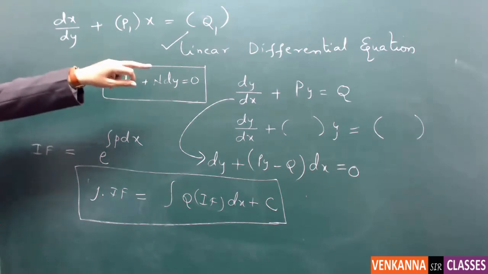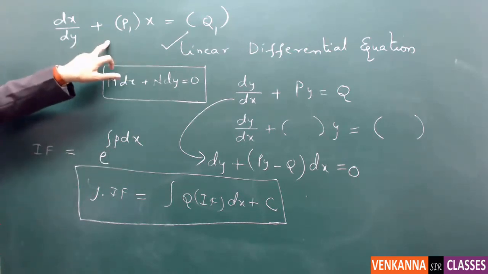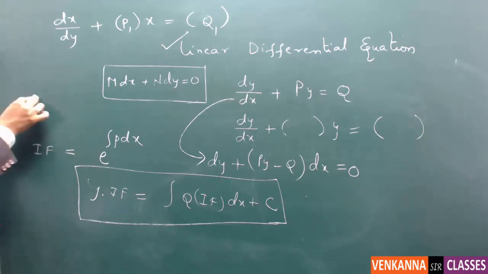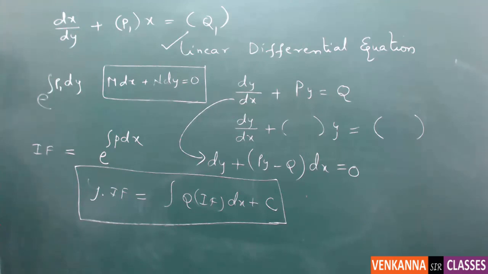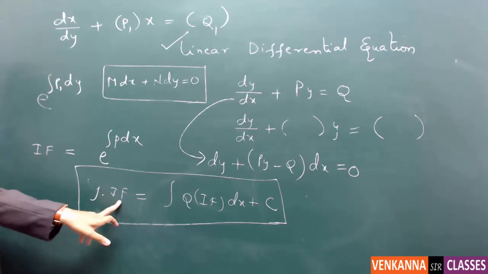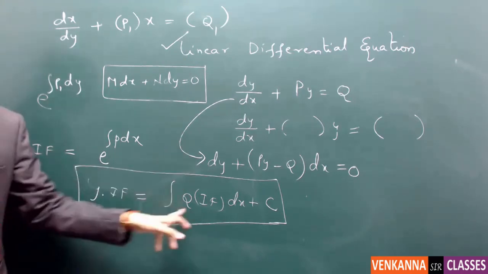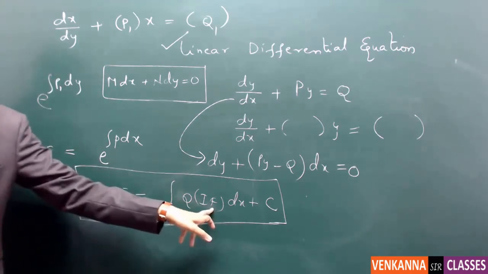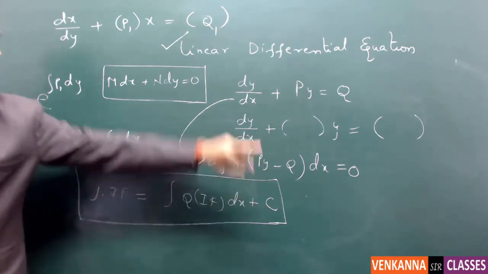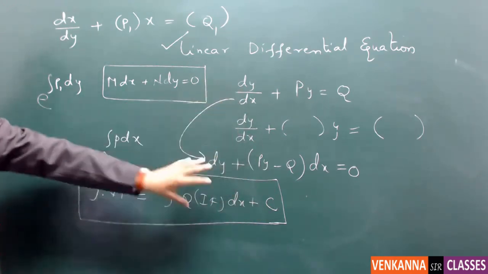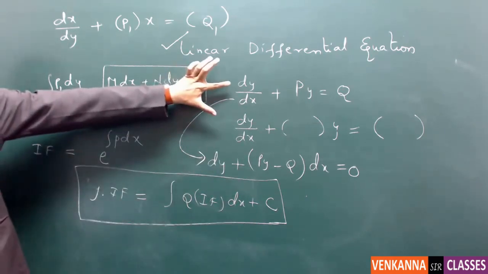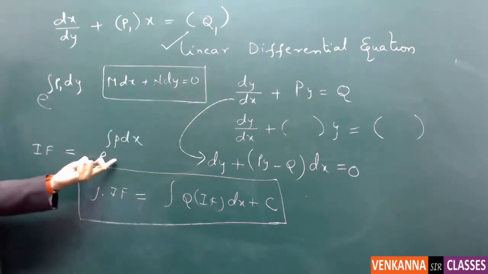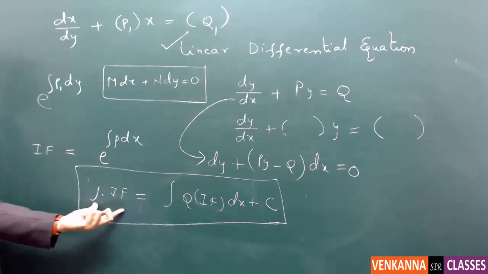So whenever the given equation is taken in this form, what will be the integrating factor? It is nothing but e power integral P1 dy. And what will be the general solution? X into integrating factor equals integral of Q1 into integrating factor dy plus c. It is just the opposite to this case. So please note down the two formulae. When the equation is given in this form, this is the integrating factor and this is the general solution.